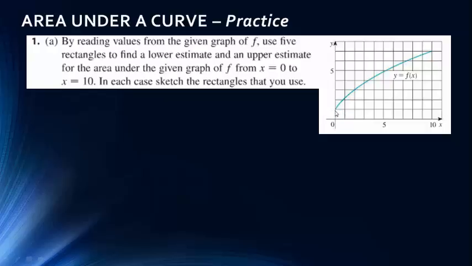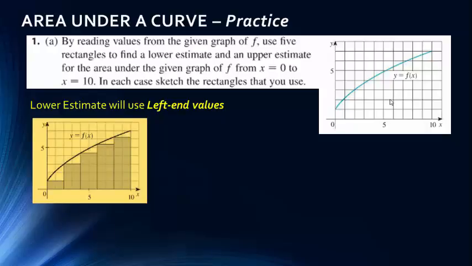Notice that at each interval of 2, we have an exact value here. Actually, wait, 0, 2, 4 does not have an exact value, so we'll have to estimate a little bit. 6 doesn't either. What am I saying? None of these do. So we're going to have to do a little bit of estimating. So let's see what will happen. Since it's a curve going up, the left end will be the lower estimate.